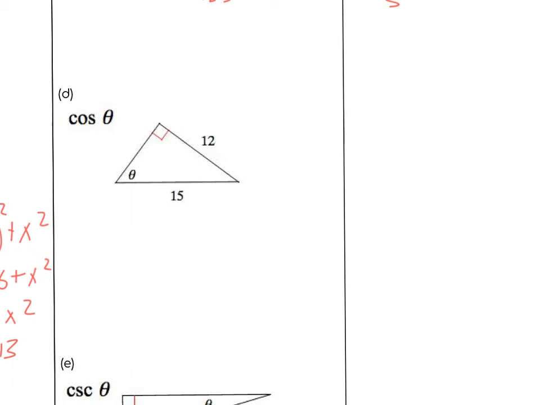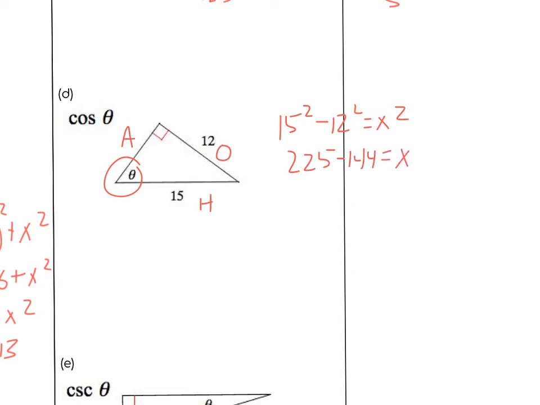For number D, we've got cosine of theta. Here we've got our opposite, our hypotenuse, and our adjacent. We need adjacent over hypotenuse, so we're going to Pythagorize. 15 squared minus 12 squared is equal to x squared. That's 225 minus 144 is equal to x squared. We end up at 81. That means that x is equal to 9. All right, cosine is adjacent over hypotenuse. So cosine theta is equal to 9 over 15.